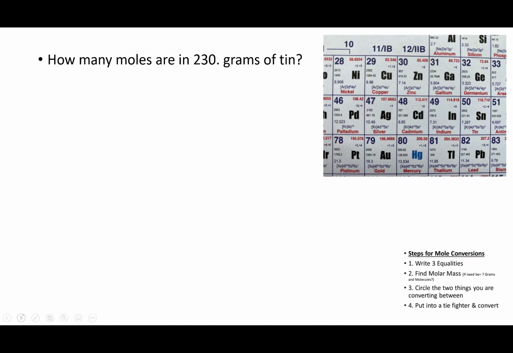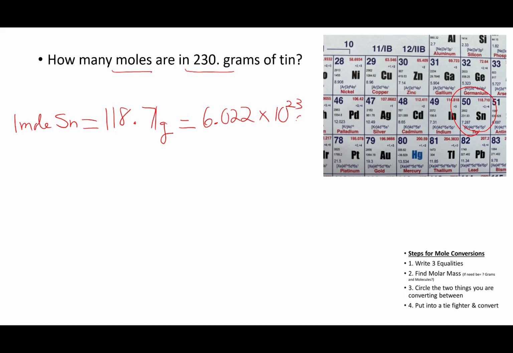Let's do another one. How many moles are in 230 grams of tin? So once again, I want to remind myself that 1 mole of tin, Sn is that atomic symbol for tin, contains how many grams? Well, here's tin. Its atomic mass is 118.71 grams, and 1 mole of anything is 6.022 times 10 to the 23rd. We're talking about an element, so atoms. I am going to start with 230 grams. That dot indicates I have 3 sig figs, and I'm converting to moles.